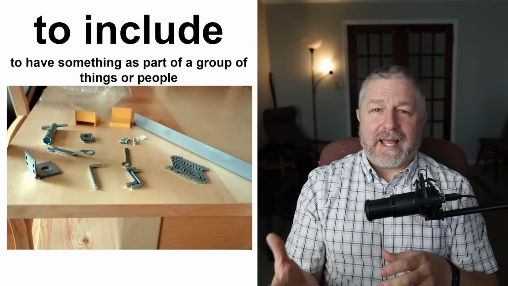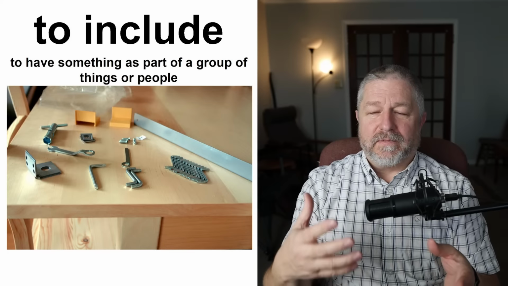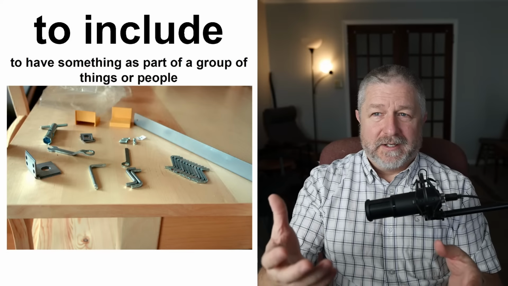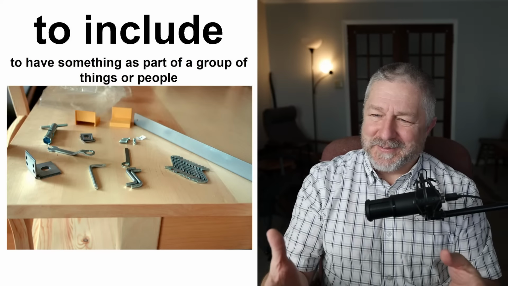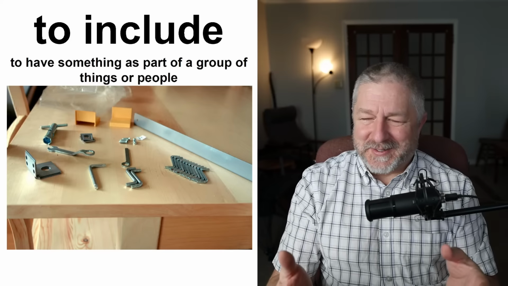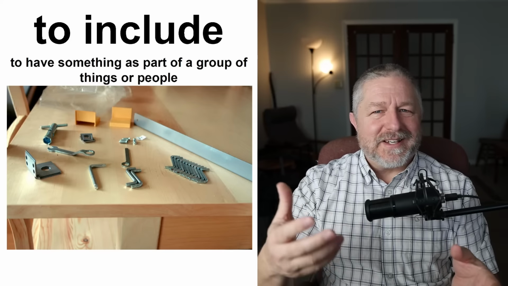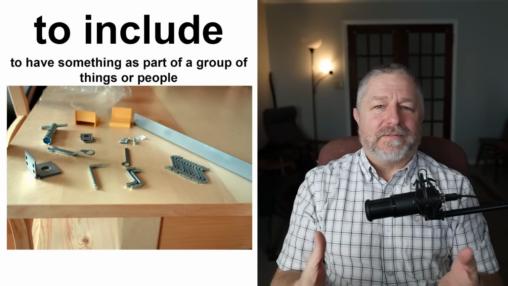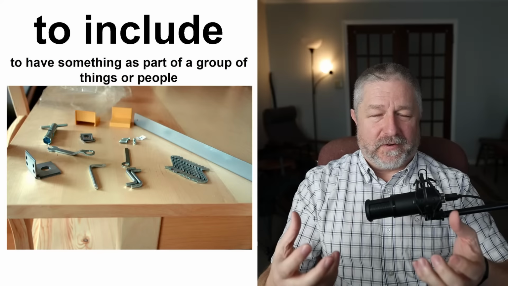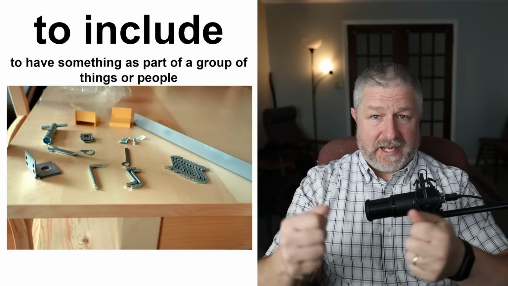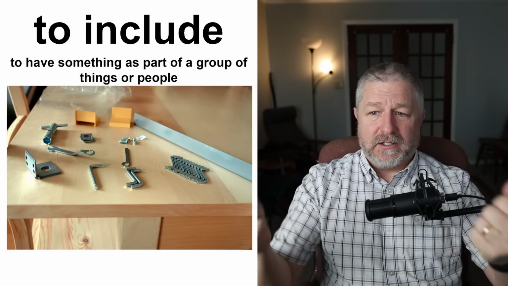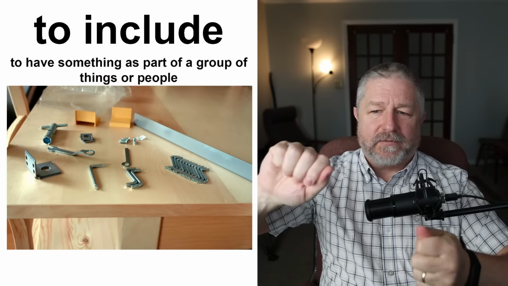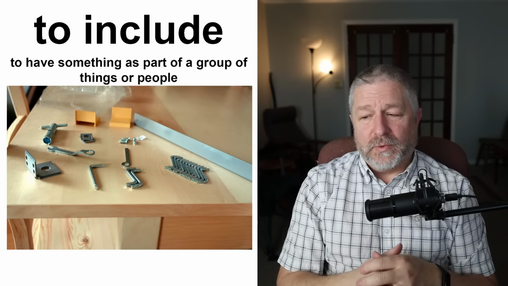If you buy a couch from IKEA, a popular furniture store, I was going to say restaurant. IKEA does have restaurants, but IKEA is a furniture store. And quite often when you buy furniture from them, you have to put it together. It comes in a box. You need to assemble it. And often they will include the tool.